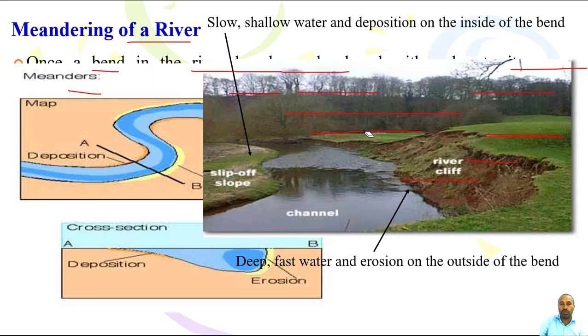You can see here also the same. You can have a channel cliff, which is a river cliff, due to the fastest water erosion on the outside of the bed, because when the flow is rotating like this, you have erosion around here. But here, on the slip-off slope, the flow is slow and shallow, and then deposition on this side will exist.